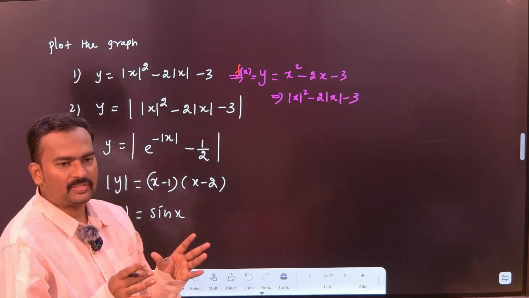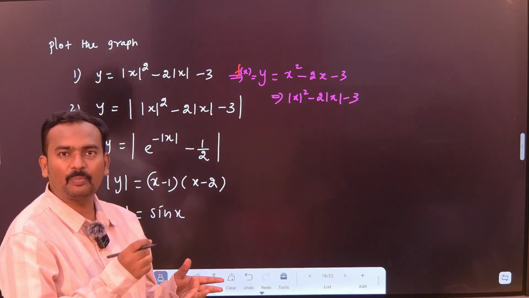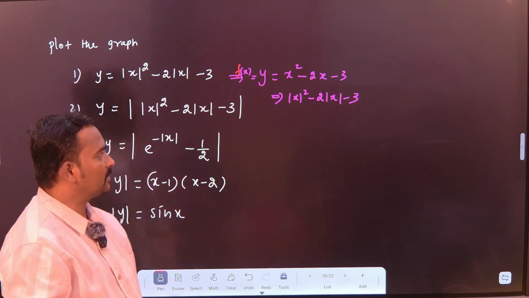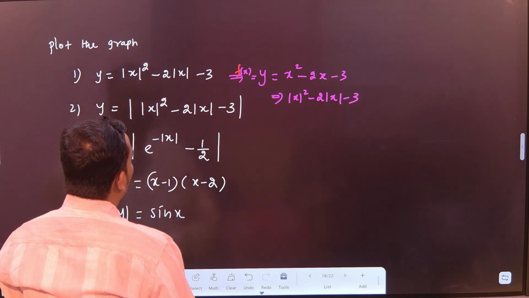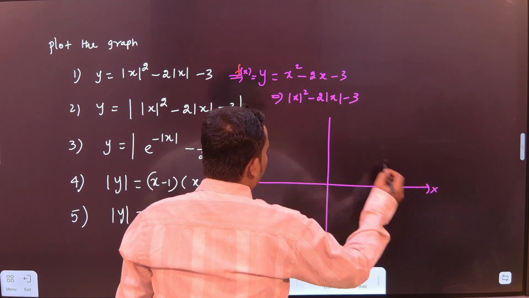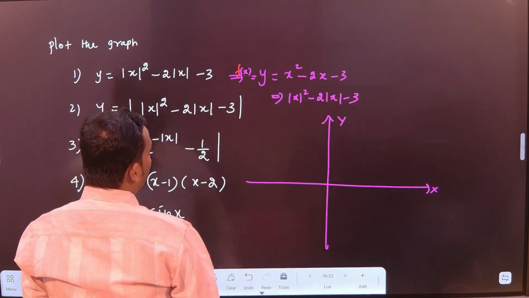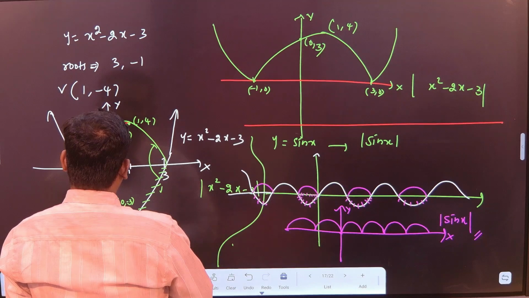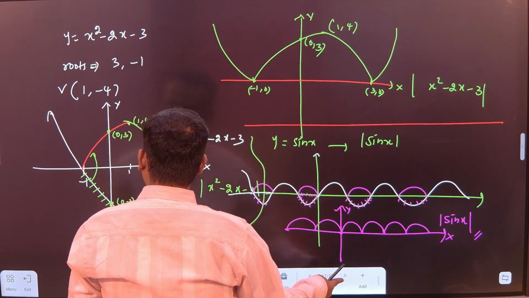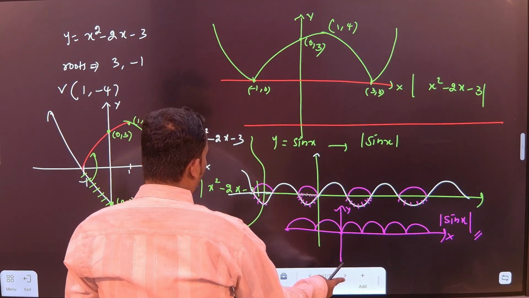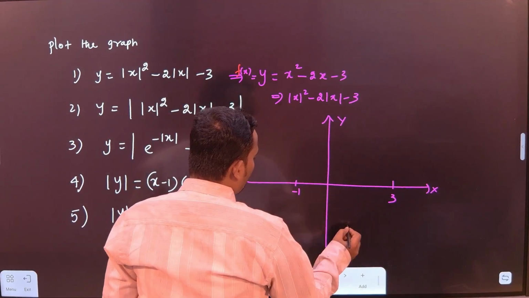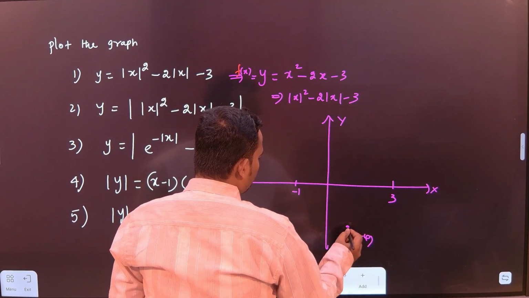The original graph is there, and you replace x by mod x. What does that mean? Whatever left side portion is there, you have to remove it. Take the image of the right side portion with respect to the y-axis. We already drew the graph of x square minus 2x minus 3. You can see here the vertex is 1 comma minus 4. Minus 1 and 3 are the solutions, right? So let's take minus 1 here and 3 here. So 1 comma minus 4, the graph is like this.